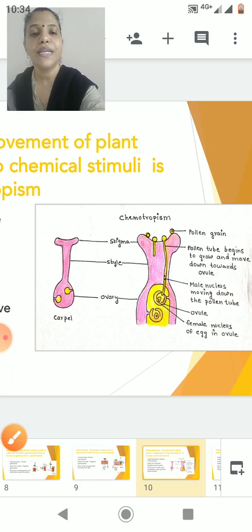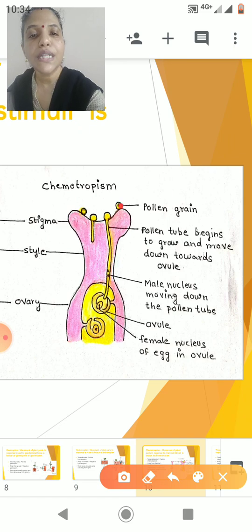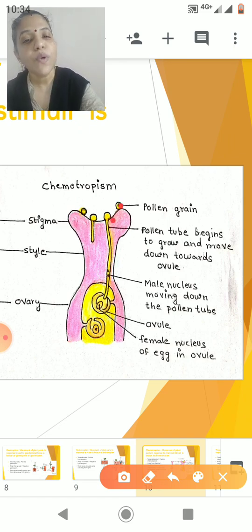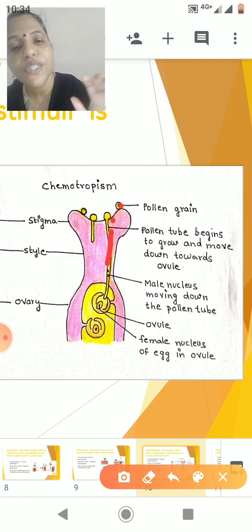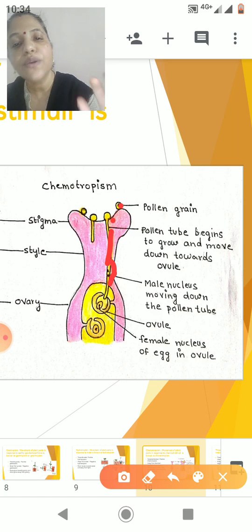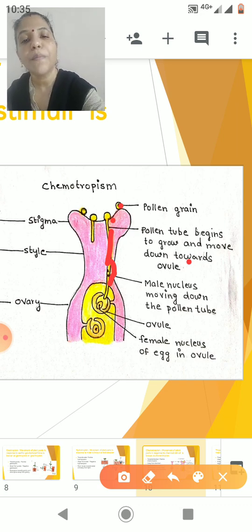So here I show you now. See students, these are the pollen grains which are deposited on the stigma. This pollen grain is forming a tube which is called a pollen tube. The pollen tube is slowly coming into the ovary. In the ovary what is present? Ovule is present. So here it is coming and it is fertilizing the ovule.